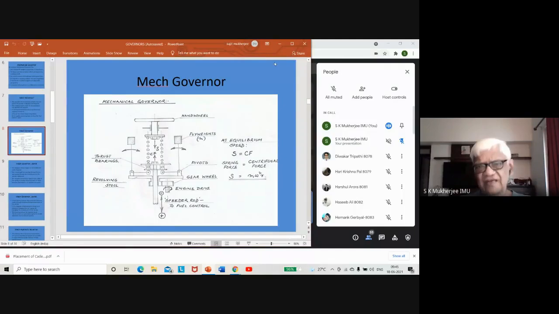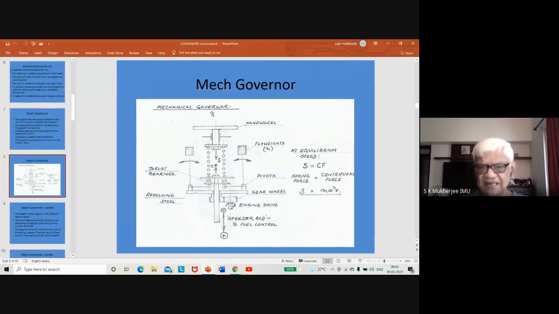So here is your diagram, and I'm going to make it as big as possible. So if you have a question later, do put it down on the chat column, and I will immediately try to address it. Now, this is the concept of a very basic mechanical governor.